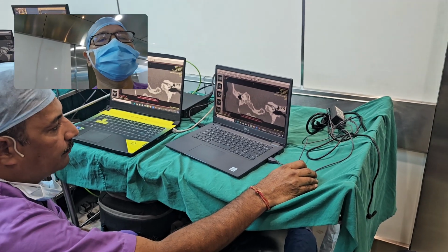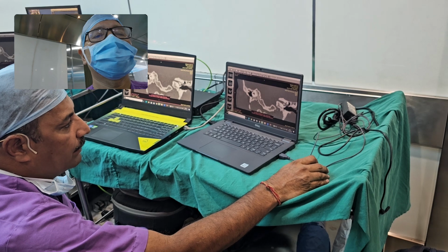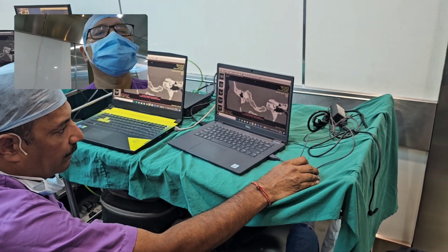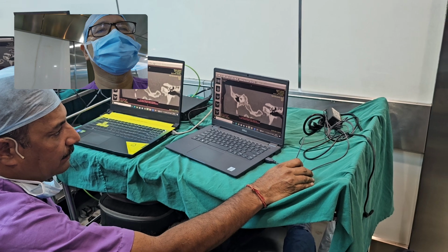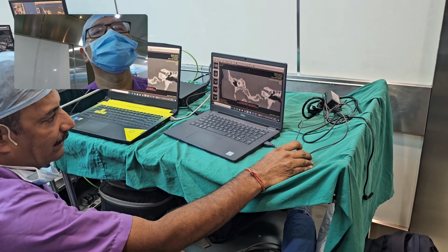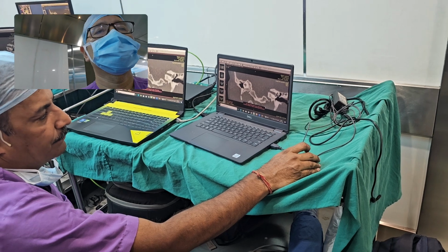Hello, auditorium? Yes, sir. Is the picture going? Yes, sir. This is the facial nerve. Yes, sir. Now look at the ossicular chain.